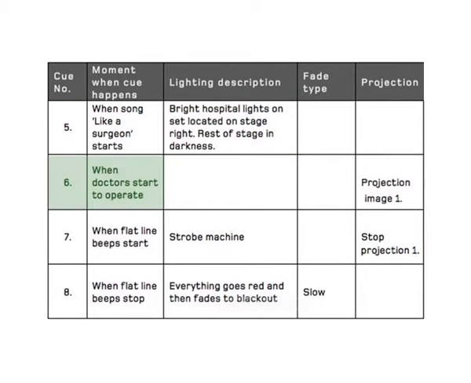Cue 6 is when the doctors start to operate. Here a projection will come, that is projection of image 1. In cue 7, the movement when the cue happens is when the flat line beeps start. The lighting description is a strobe machine and the projection stops at point 1.